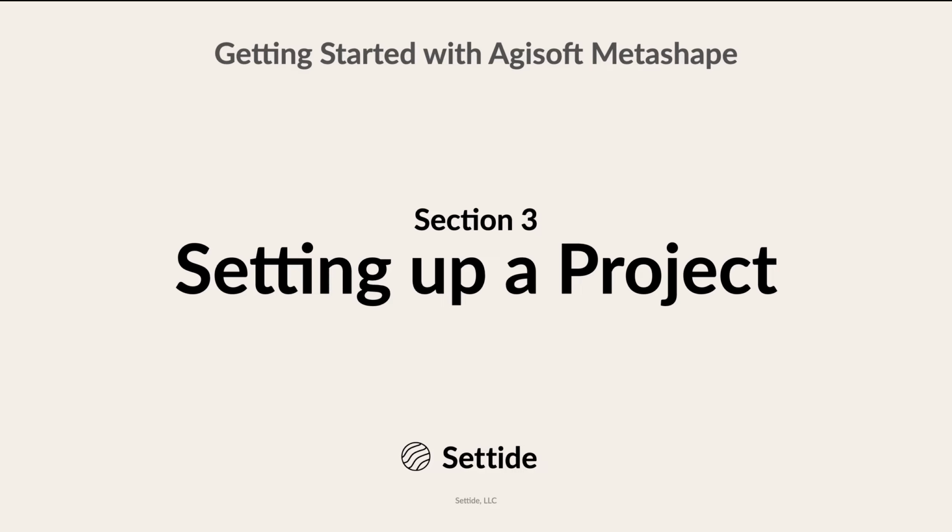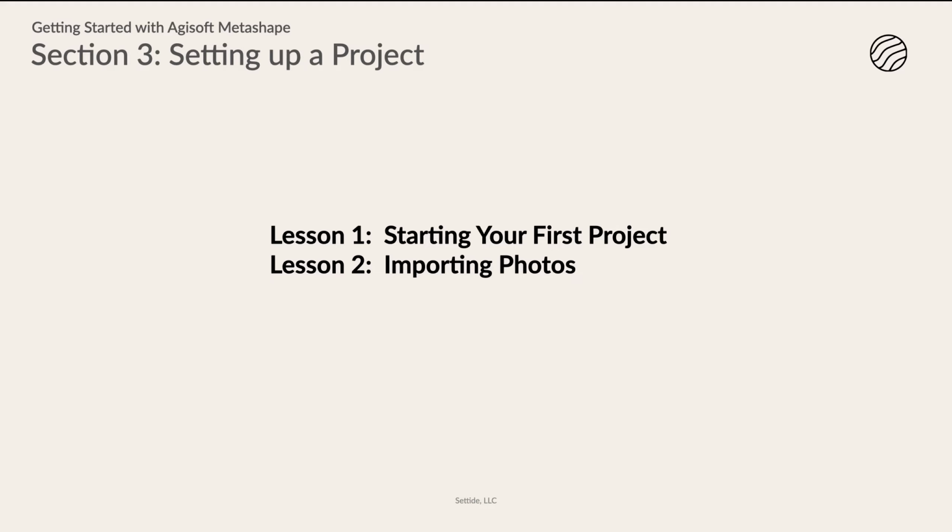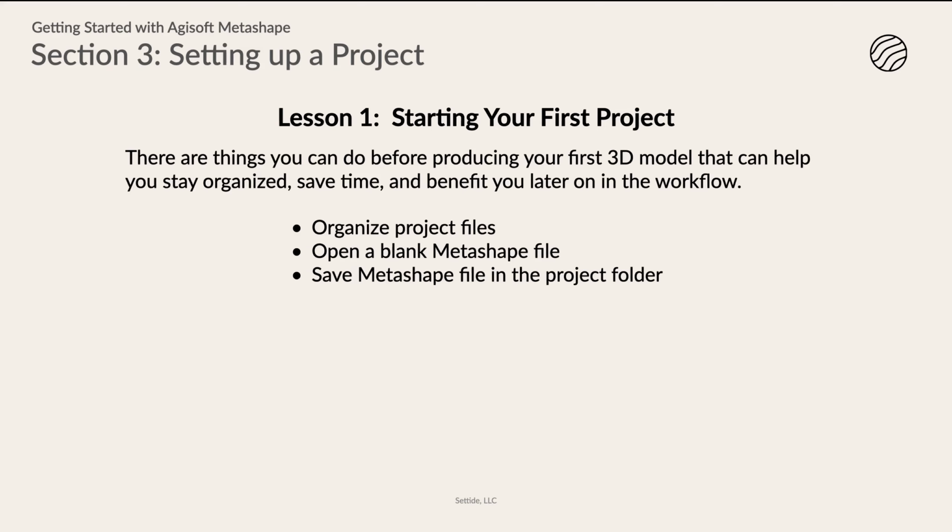Section 3 is going to be about setting up the project. So we're going to briefly get things started before we even build a 3D model and image. We're going to have two brief lessons. We're going to start by organizing our first project, and then we're going to import the photos and get them ready for Section 4, which is where we process everything.